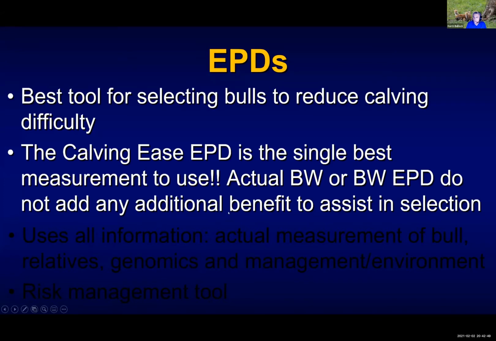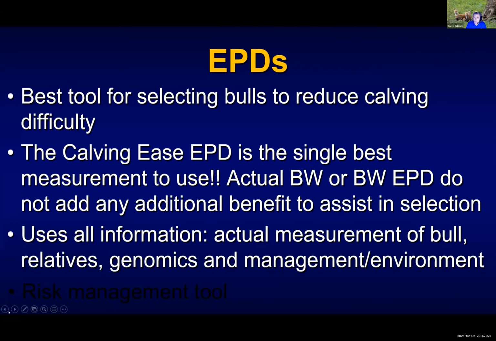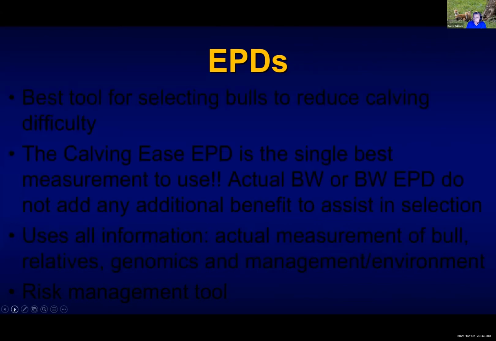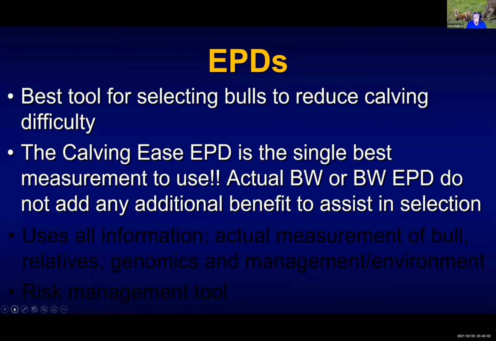A lot of people want to still look at the EPD, but also kind of weigh in the birth weight and the birth weight EPD. Adding that information does not give you any better estimate than you get with having just the calving ease EPD alone. So I know it's hard not to pay attention to those other traits, but they really don't do anything to improve your selection. It actually works the other way. It actually reduces your effectiveness.